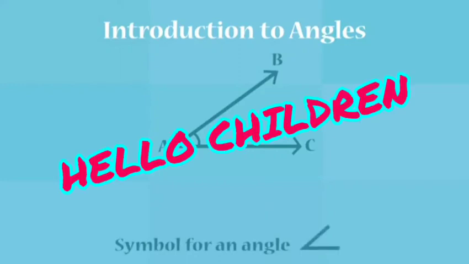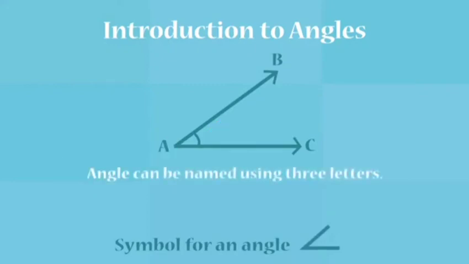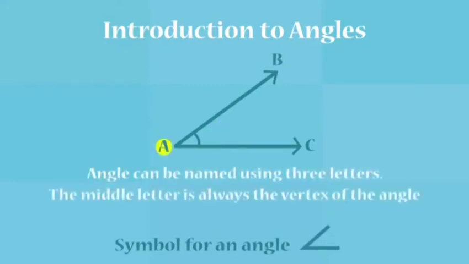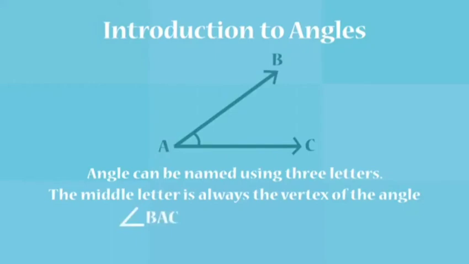Every angle is given a name. An angle can be named using 3 letters. The middle letter is always the vertex of the angle. We can name the given angle as angle BAC or angle CAB. The same angle can also be named by its vertex as angle A.